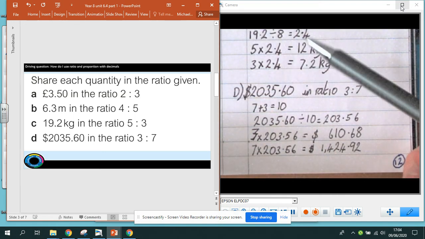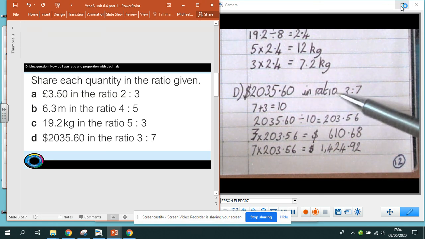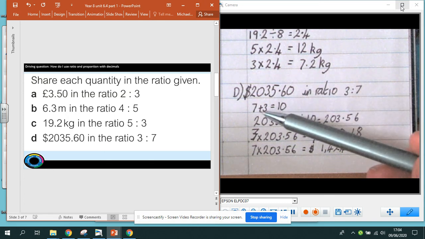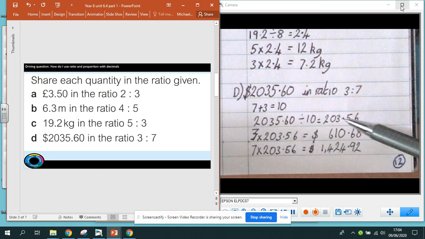And lastly, $2,035.60 in the ratio of 3 to 7. This looks quite complicated to begin with, but at least when you add 7 to 3 you get 10. So it's a nice and easy division. You end up with £203.56.